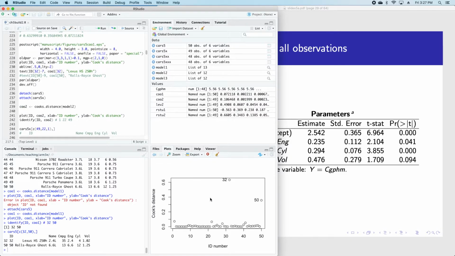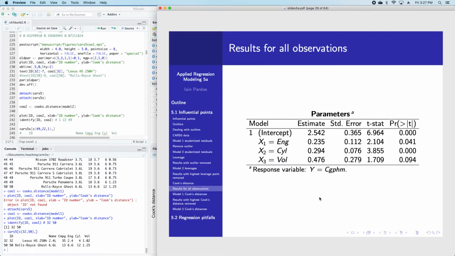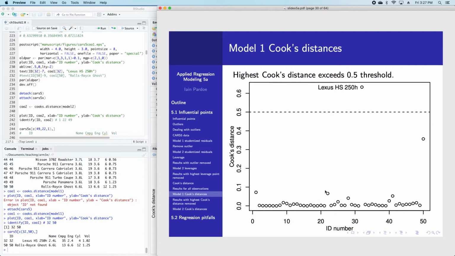So what would we do at this point? Well, at this point, we want to see if any of our Cook's distances exceed either the 0.5 threshold or the threshold of 1. Well, none of them exceed the threshold of 1, but the Lexus does exceed the 0.5 threshold. And it's pretty isolated from all the other ones as well. It's quite a bit higher even than the next highest, which is the Rolls-Royce Ghost. So using our rule of thumb, we would say, okay, I'm a little concerned about this observation. I'm going to exclude it from my analysis and see whether the fit of the model changes a whole lot.